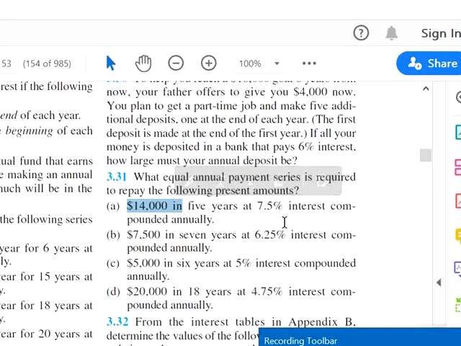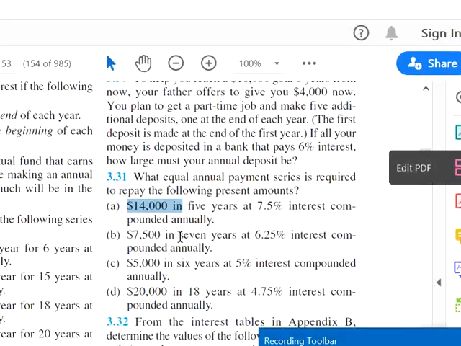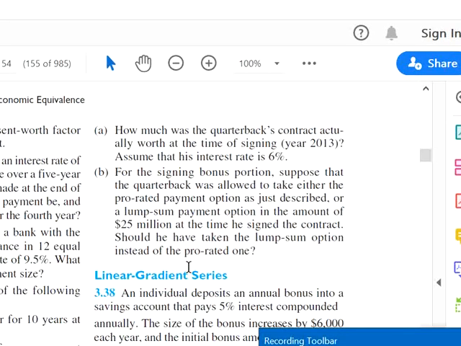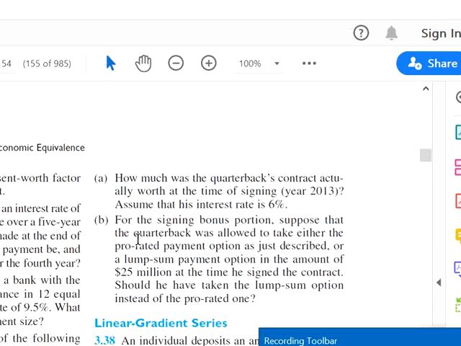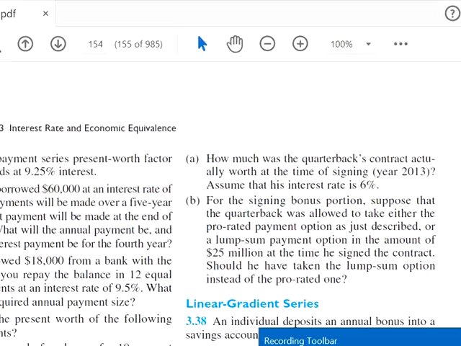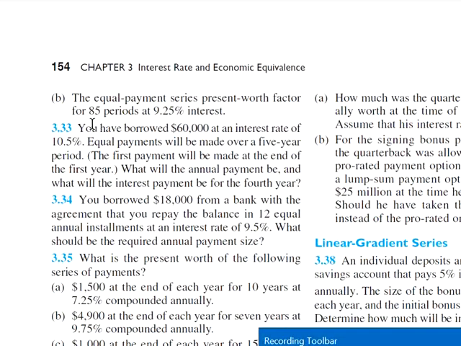Now in question 33, okay, question 33, yes. You borrowed 60,000 at an interest rate of 10.5%.